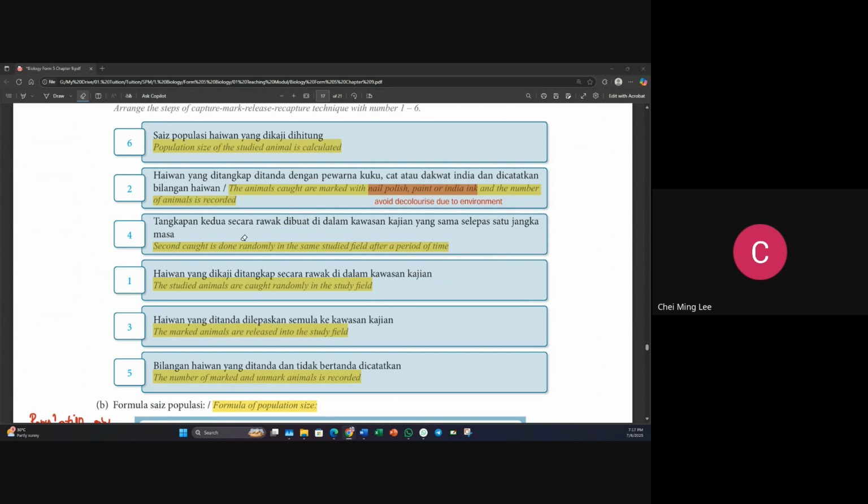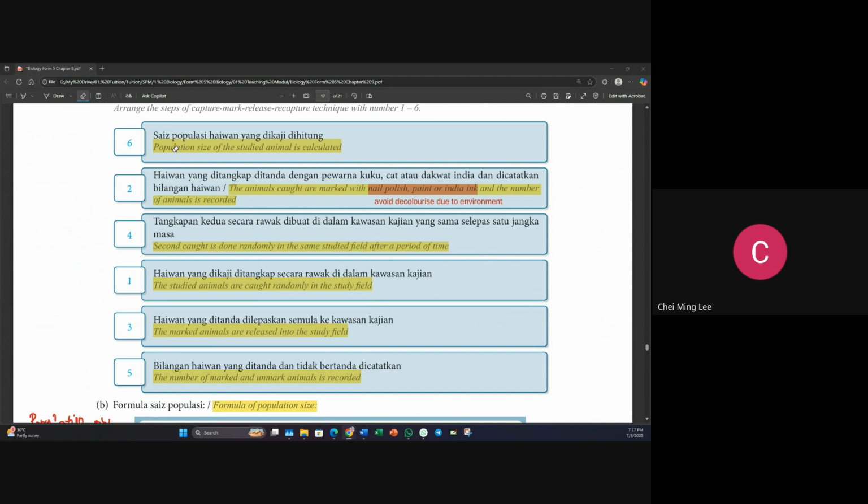Then the second catch is done randomly in the same study field after a period of time. Normally it's around 1 week. It cannot be too long because some of the animals might migrate out of the study field. So that's why this method is not suitable for migratory animals. Then the number of marked animals will be recorded.